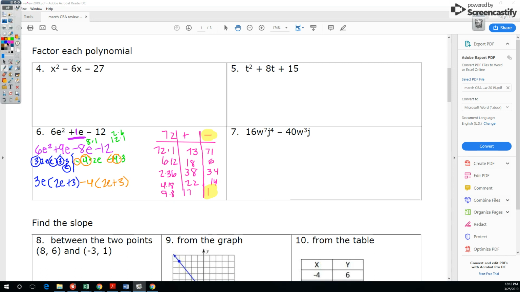So my two factors are 3e minus 4 and 2e plus 3.